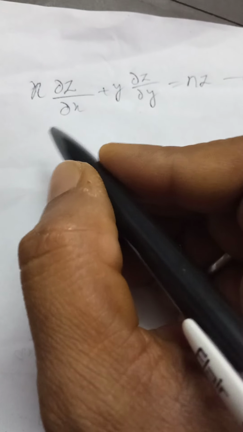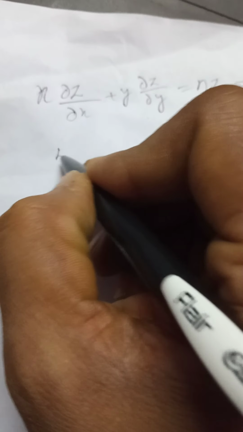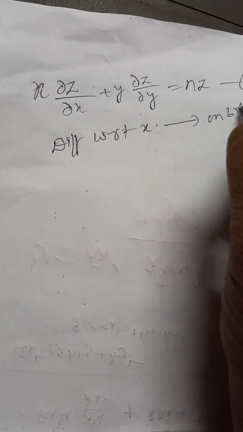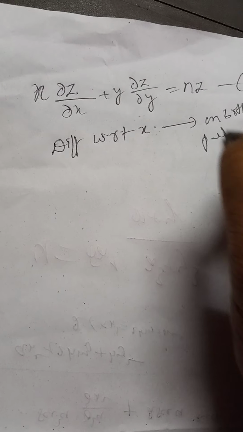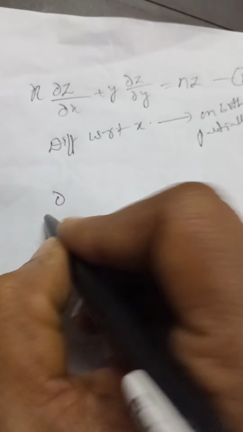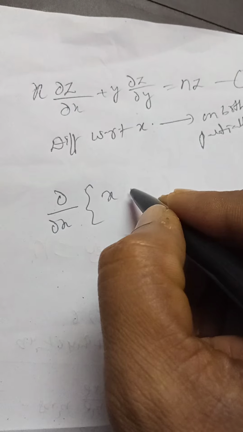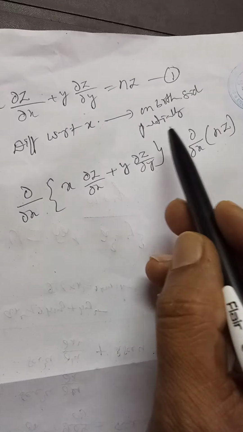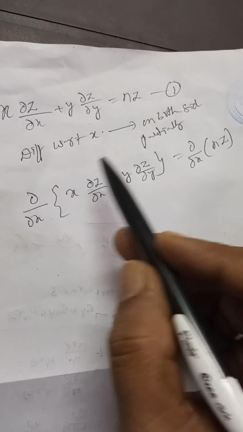What we have to find out? We have to find the second partial derivatives with respect to x. That means the entire equation, we have to differentiate with respect to x on both sides, right? For that, partially. Now that means ∂/∂x of this LHS, x into ∂z/∂x plus y into ∂z/∂y, is equal to ∂/∂x of nz. Now here we are differentiating partially with respect to x on both sides.